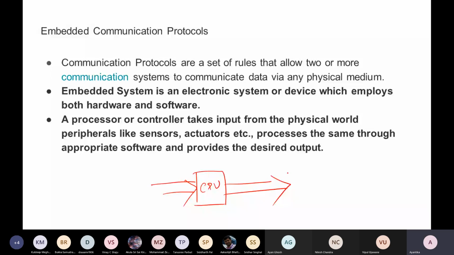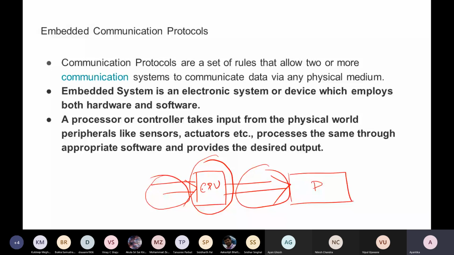Up to this part, we already talked about how to come up to this part. Now we are talking about how we are receiving data, how we are communicating data. For that, we also need some protocols. Protocol means some set of rules. Those rules will allow communication between two embedded devices, and ultimately that communication will take place at some bit level. Ultimately, you are transferring bits, nothing else.